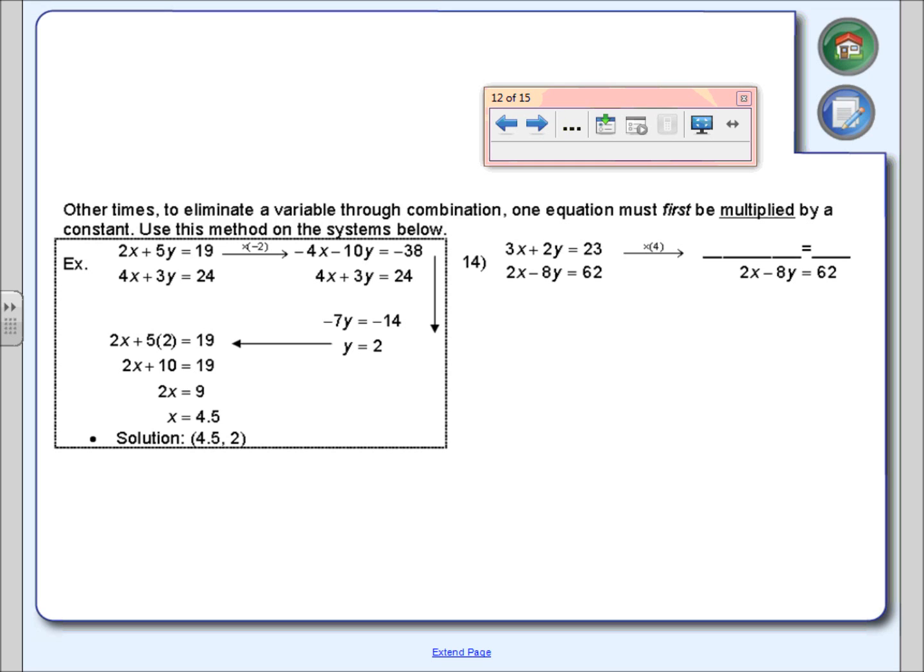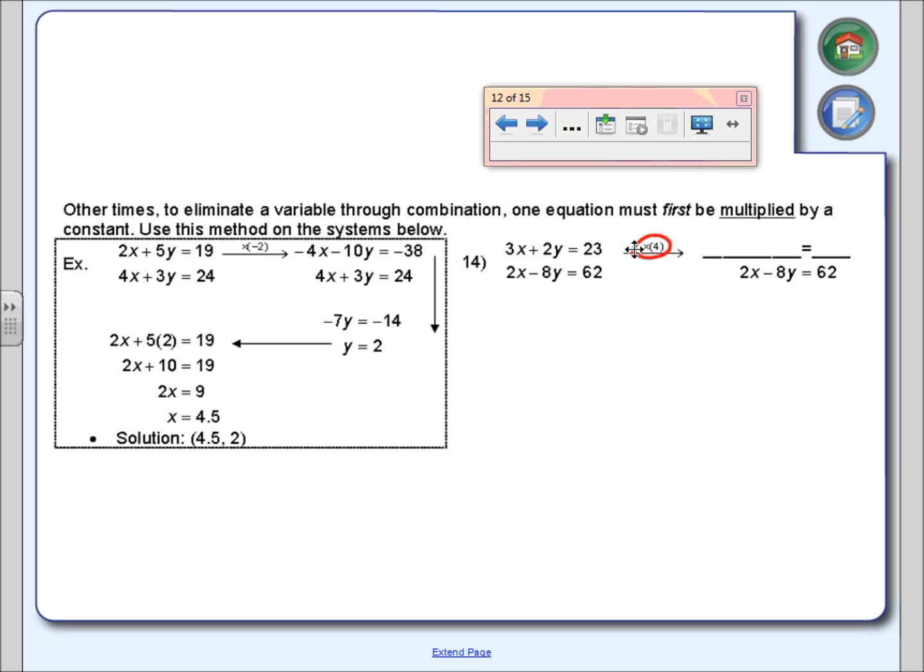So if we take a look at number 14 over here, the system we're working with is 3x plus 2y equals 23, and 2x minus 8y equals 62. Right now, as it is, if I add those two equations, the x's will not eliminate, nor will the y's. So we're going to add one little bitty extra step. We're going to multiply the first equation by a positive 4, and you'll see why in a second. So let's go ahead and do that.